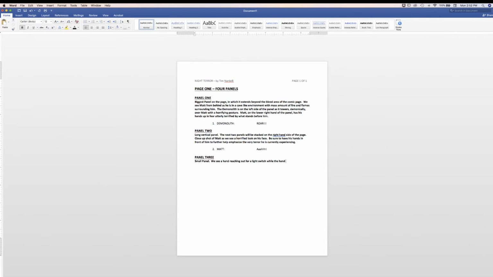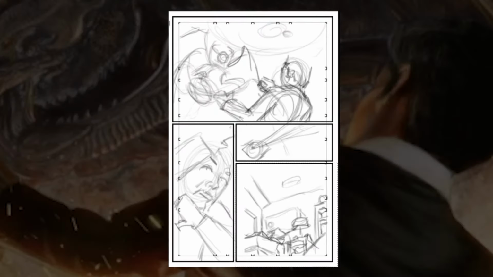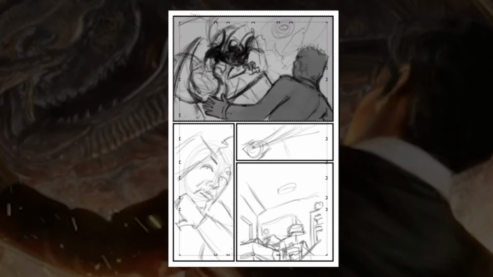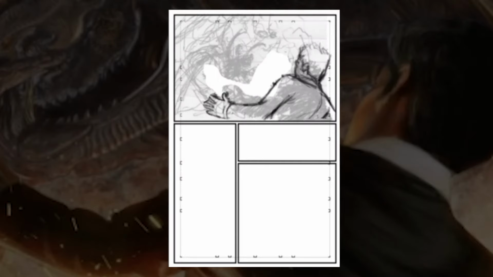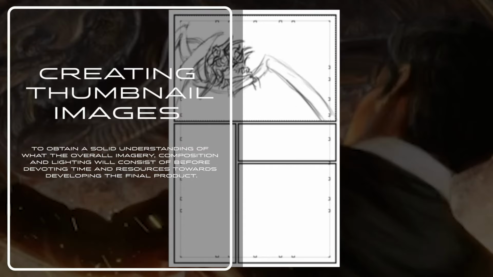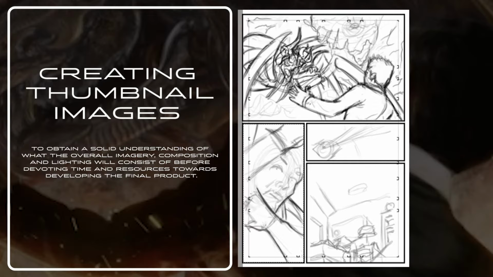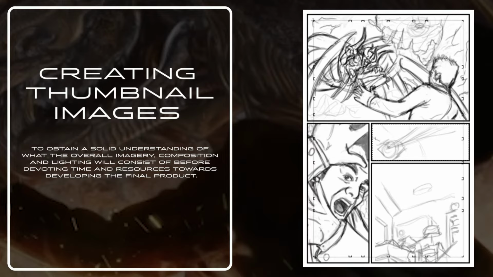Comic books are no stranger to such a process, as the script informs the artist not only what is occurring in each panel on the page itself, but specifically informs the penciler what to draw. Upon the script's completion, the illustrative side comes into fruition. Before diving into drawing and painting the actual comic page itself, it is always advised to create thumbnail images of the actual comic page beforehand. The purpose, like in any field of art, is to obtain a solid understanding of what the overall imagery, composition, and lighting will consist of before investing time and resources towards developing the final product.